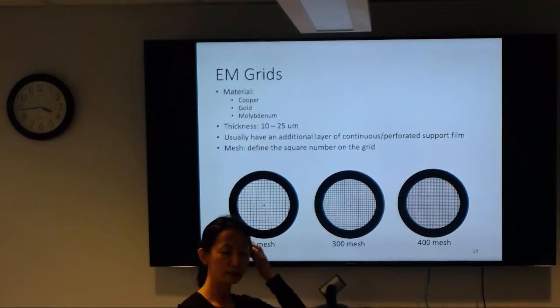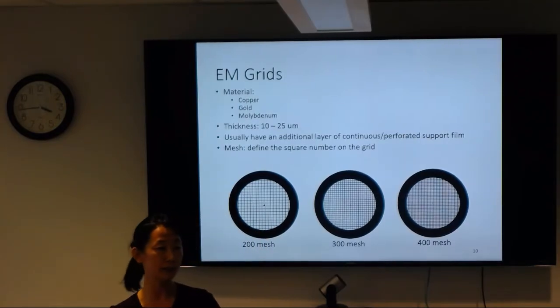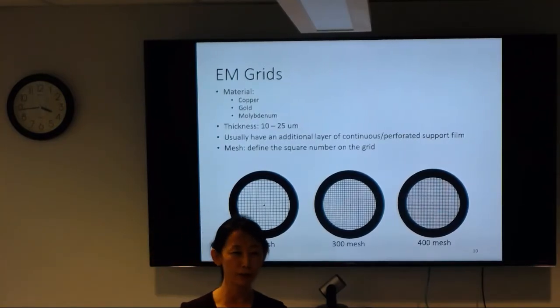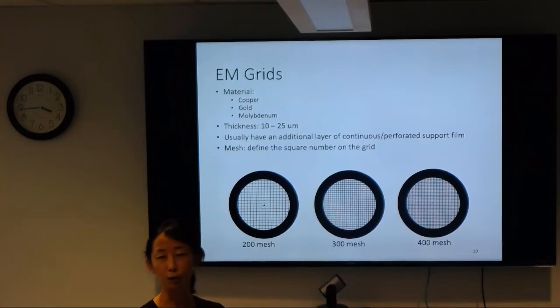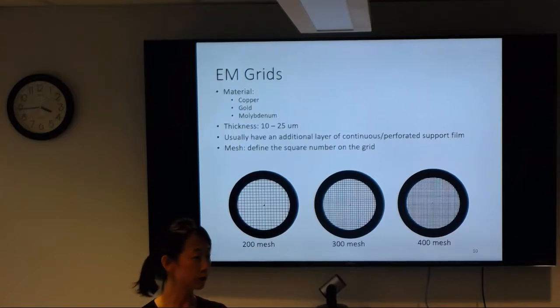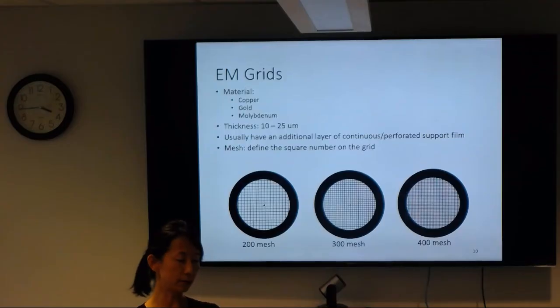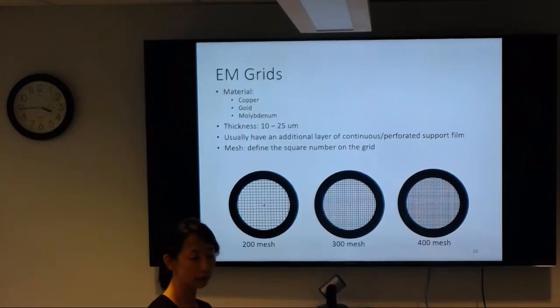So, the grid. I don't know how much you covered in your first session. Probably all of you have held a grid already in your life, so I only want to make one comment. There are several parameters to describe what kind of EM grid you want to use for your experiment. One parameter I want to mention is mesh. Mesh defines the number of squares on your EM grid.